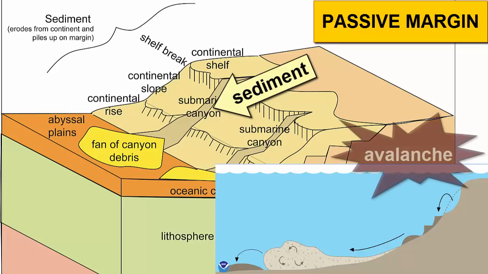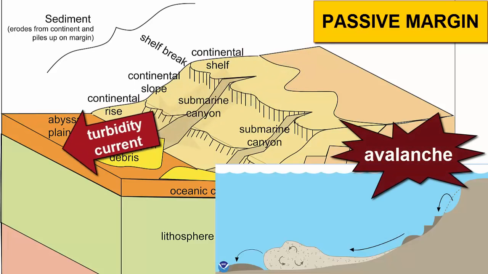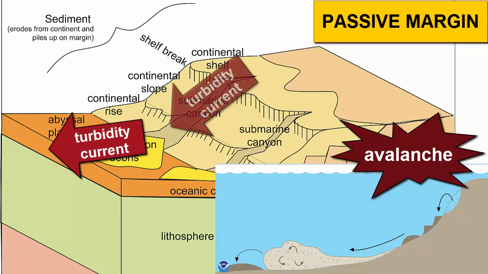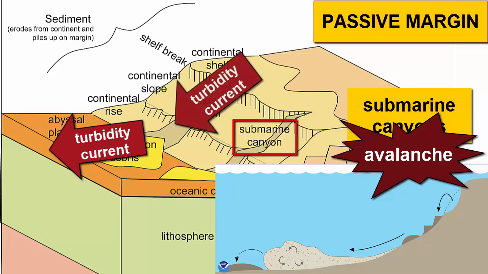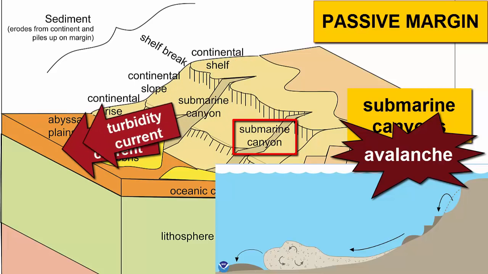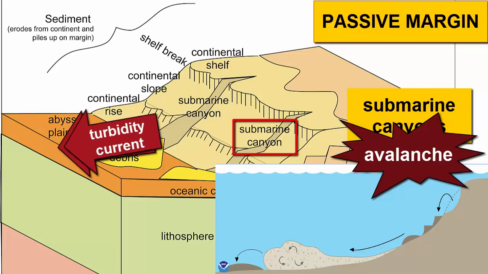When large avalanches of sediment occur, which we call turbidity currents, they carve out deep channels or valleys called submarine canyons. These canyons can get quite deep and extensive as successive turbidity currents continue to occur in the same location and carve the valleys out deeper and deeper.